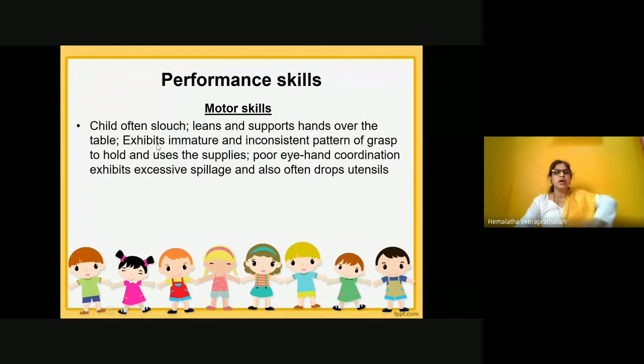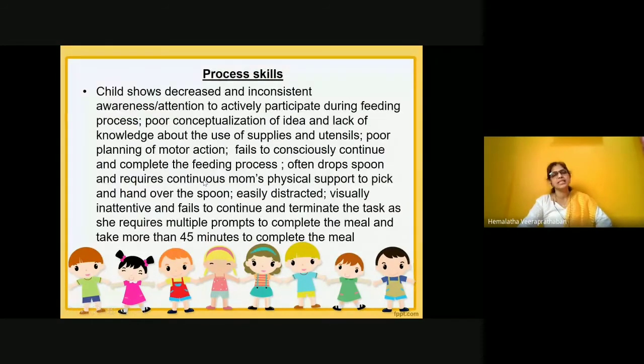She was lying down while eating. She exhibits an immature and inconsistent pattern of grasp to hold and use supplies, poor coordination, excessive spillages, and often drops utensils. If I talk about the processing skills, she shows decreased and inconsistent awareness. She doesn't have the awareness, knowledge, or attention to actively participate during the feeding process.